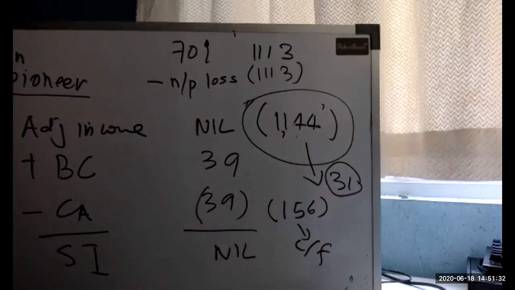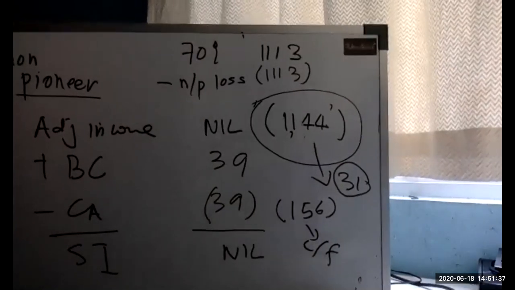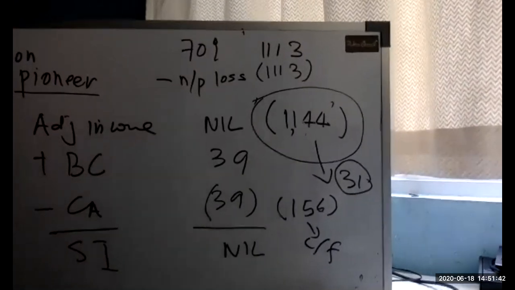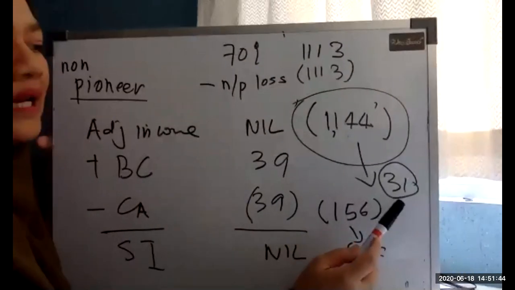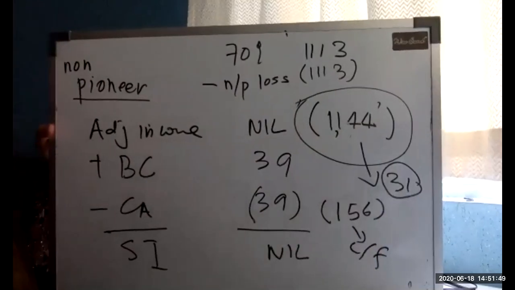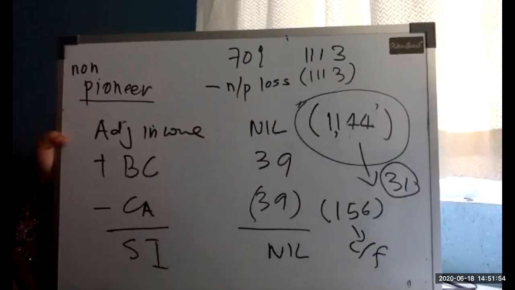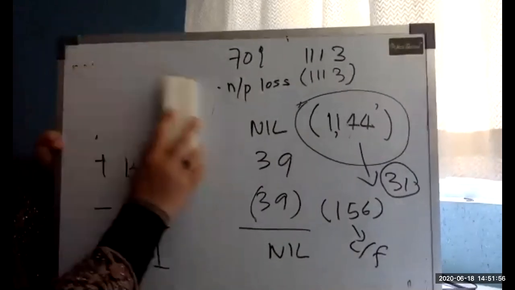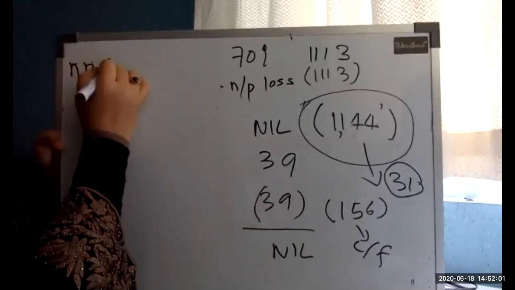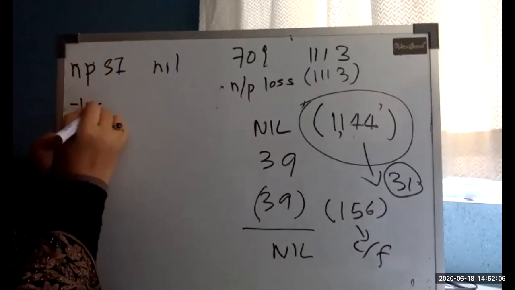So where does that 31,000 appear? Can you use that to set off against your aggregate income? Yes, you can use this to set off against your aggregate income because this is a non-pioneer loss. So if you work further, you have SI from the non-pioneer. The board is very small. So let's say from your non-pioneer SI is nil, but you don't have any loss brought forward here, right?